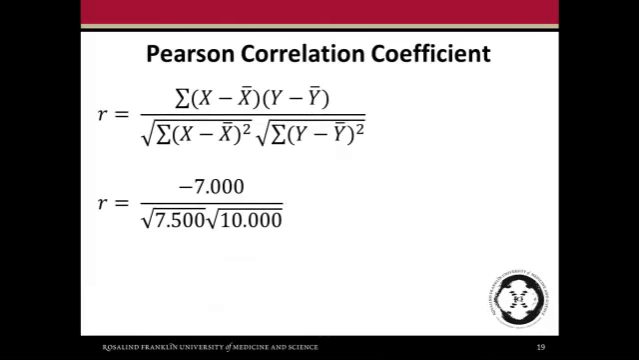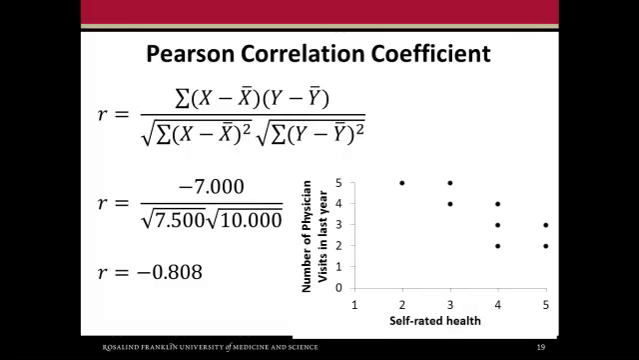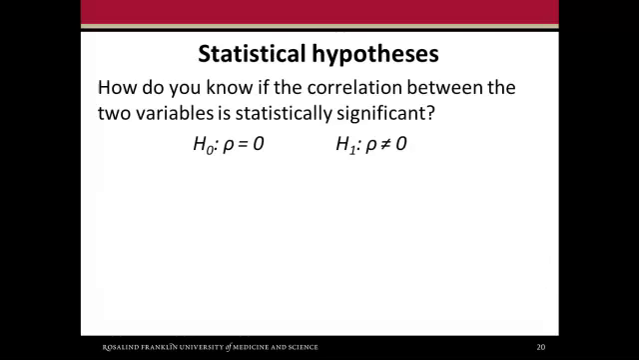So we just put those into our equation, and we'll get a value of negative 0.808. And when we look at our scatter plot that we had before, the value of our correlation coefficient for this would be negative 0.808. And when you look at the data, there's a negative relationship there as well, and those data points would fall quite closely along some line that would be drawn through them.